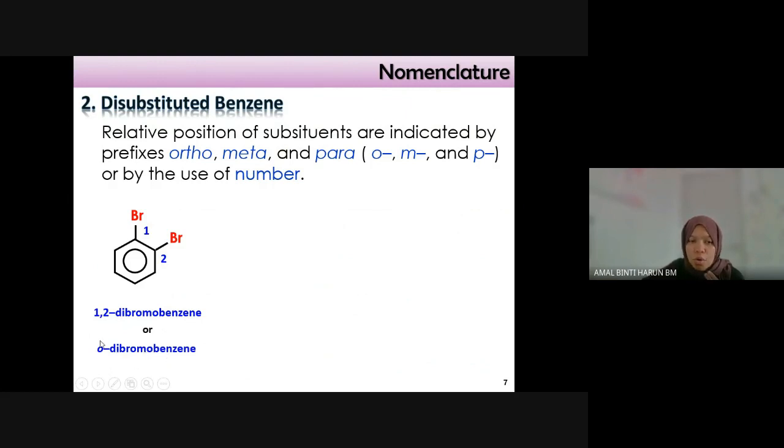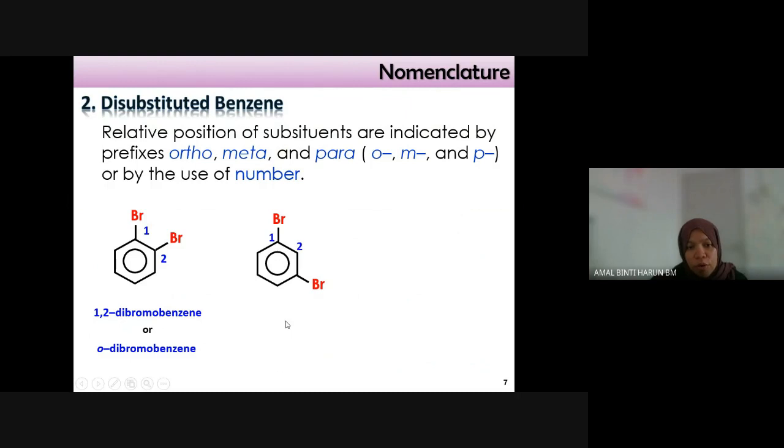Ortho, if you say ortho-dibromobenzene, what else? If we say ortho-dibromobenzene, it is understood that the bromo is located at carbon number 1 and number 2. Okay, ortho means the 1 and 2 substituents. The second one is at position 1 and 4.